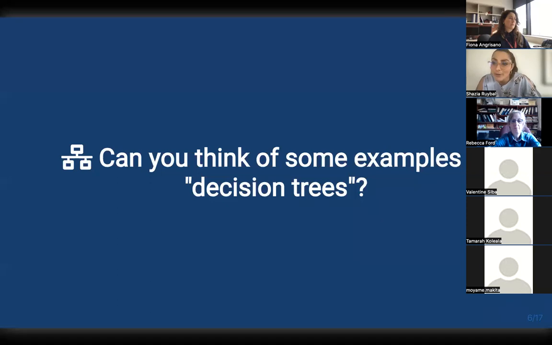So I hope we haven't lost everyone, but I was wondering if any of you can think of some examples of decision trees from your own life, or maybe what that process might look like for you.